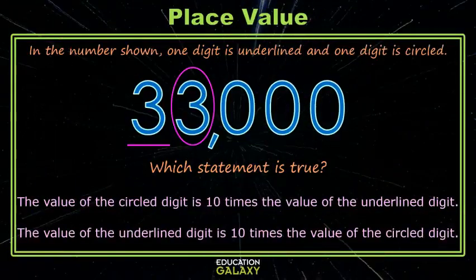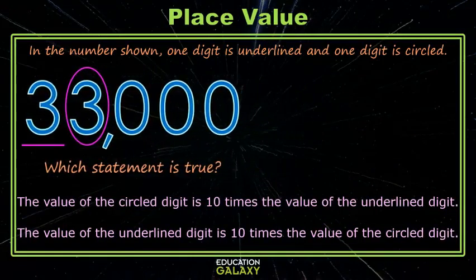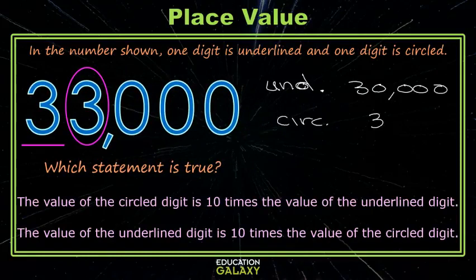Here I have one number circled and one number underlined. We want to know how those numbers relate to each other. So my underlined digit is in the 10,000s place, and it represents 30,000. My circled digit is in the thousands place, and it represents 3,000. So how do these two numbers relate to each other? Well, to get from my circled digit to my underlined digit, I would have to multiply by 10.